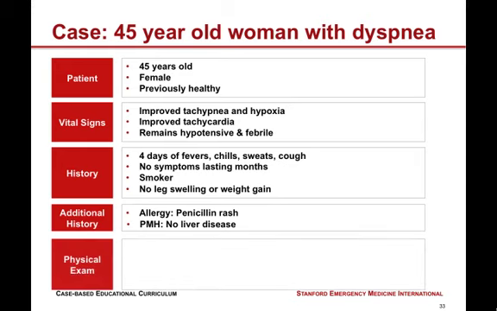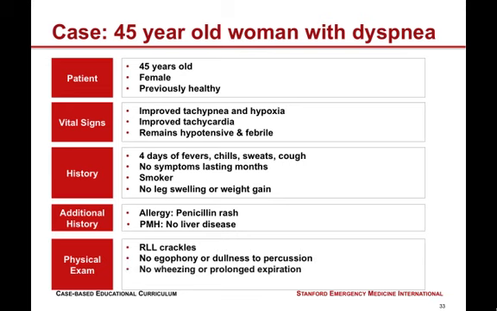Summarizing what we know about the patient from their physical exam, we can add the following. The patient has improved tachypnea and hypoxia, improved tachycardia, and remains hypotensive and febrile. The right lower lobe crackles without egophony and without wheezing and without any jugular venous distension or edema are most consistent with pneumonia.